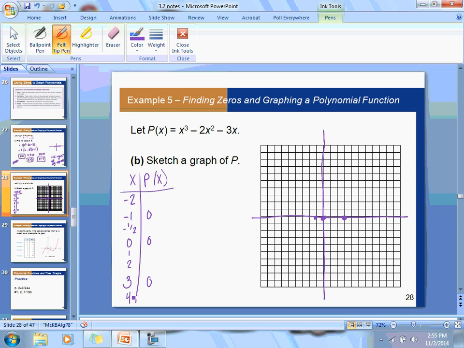Those would be the values that you would want to focus on in your table of values in your graphing calculator. So for negative 2, you get a value of negative 10. 1 will give you negative 4. 2 will give you negative 6. 4 will give you 20. So that's, again, one of those extreme values.